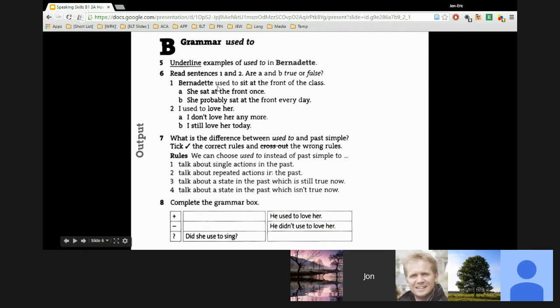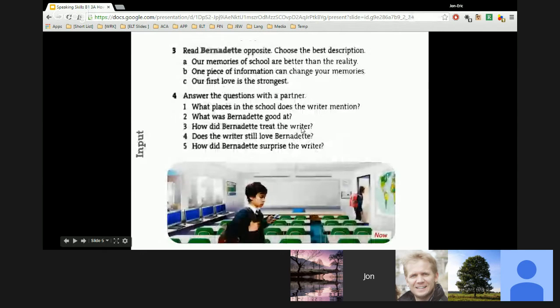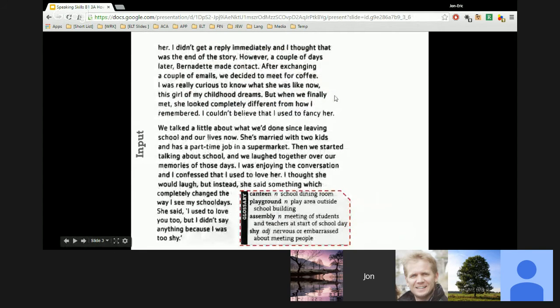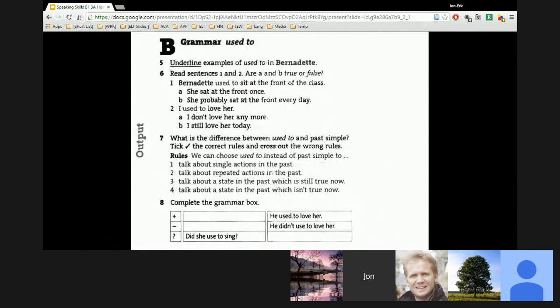Bernadette used to sit at the front of the class. A, she sat at the front once. B, she sat at the front every day. And this sentence comes from the very beginning of the text, which is here on slide 2. You can see Bernadette used to sit at the front of the class, and she was perfect. She was the teacher's pet. Okay? So, class, is it A or B? B, of course. Used to is a repeated action.